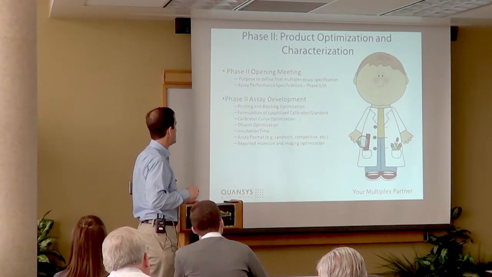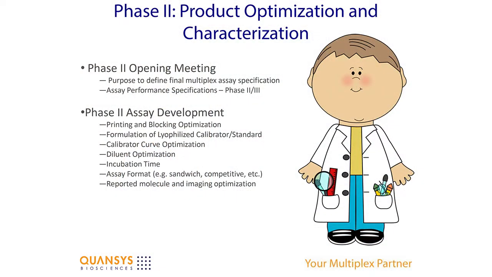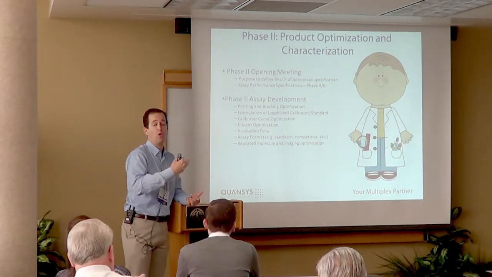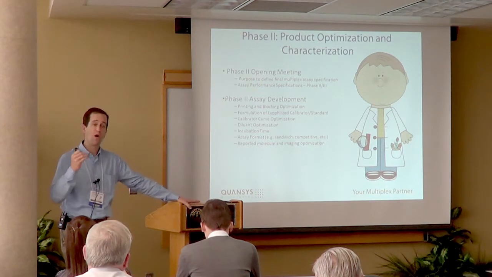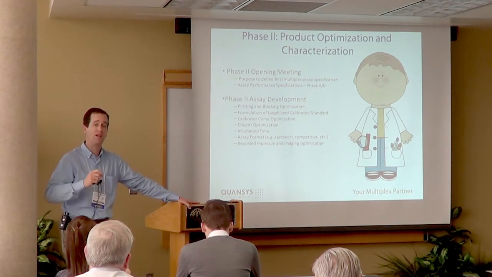What kind of activities take place in phase 2? A lot. We look at printing and blocking optimization. Formalization of lyophilized calibrators or standards. Something that's happening, we're being pulled more into this. A lot of our customers want to have a unique standard for each point of their curve, meaning typically what we do is we'll make one standard and then dilute that down serially to make our standard curve. We have customers now that are wanting a unique standard for each point that we lyophilize. So that's something that we are having to undertake.